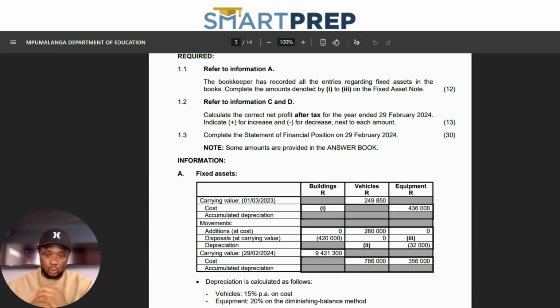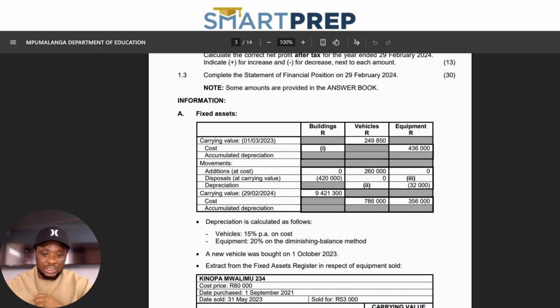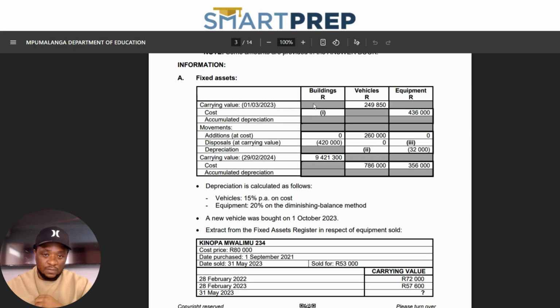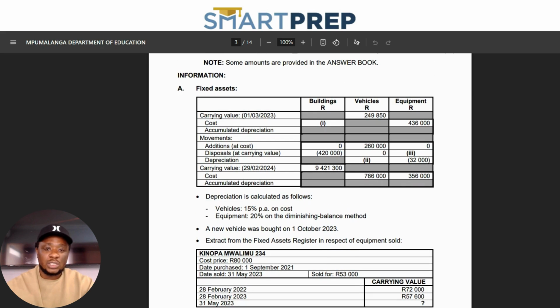All right, cool. So let's start with number one. Now, with number one, if you just look at the information that is given here, pretty much all the information that you've got on buildings is this. If you read the other information, you'll see that there's no mention of the buildings, so we can basically use this information. What we know about land and buildings is that we don't depreciate them, and so their carrying value is always equal to their cost. So if it is disposed at carrying value, it means that its carrying value was the cost minus accumulated depreciation, and the accumulated depreciation was zero, so that makes it equal to the cost.